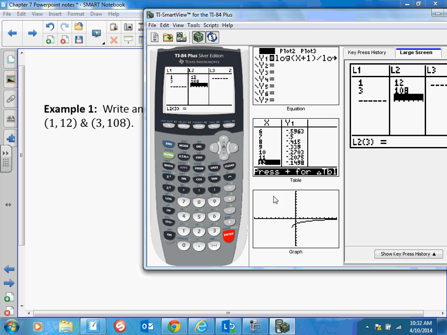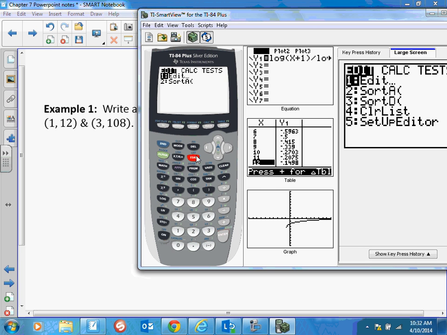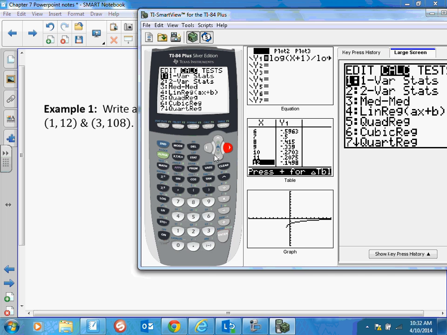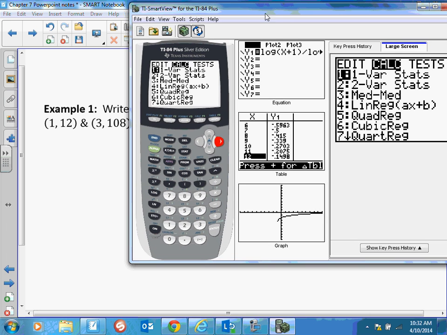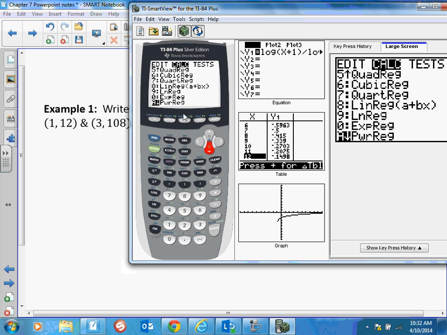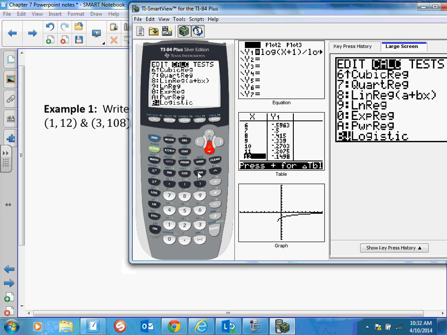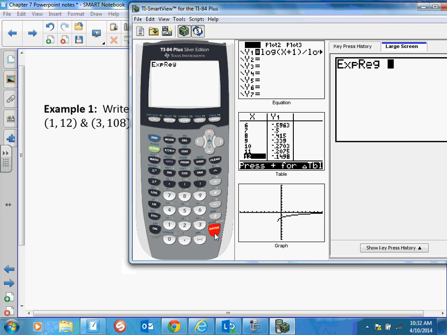Then I'm going to hit stat, go to calculate, and since it says exponential function, I'm going to go down to exponential regression. Keep going, and it should be this one right here. I hit enter, and then enter again, and it gives me my formula, which is y equals a times b to the x, or y equals 4 times 3 to the power of x.